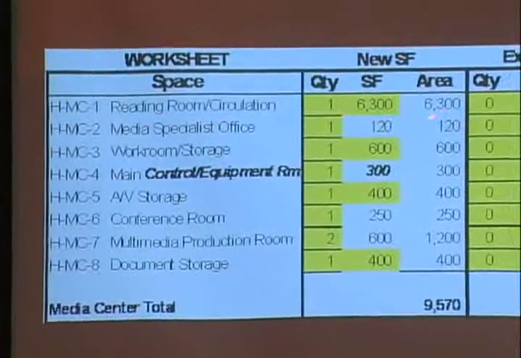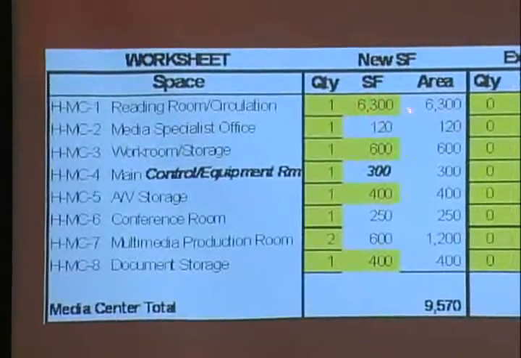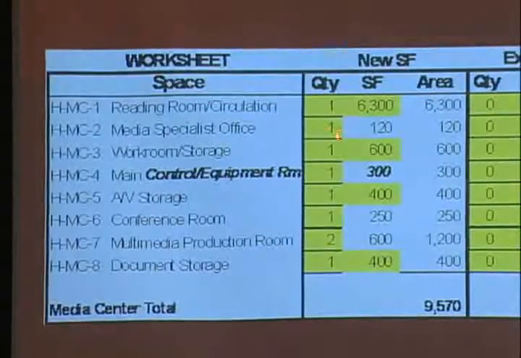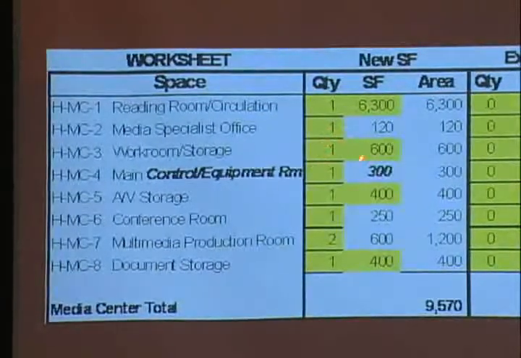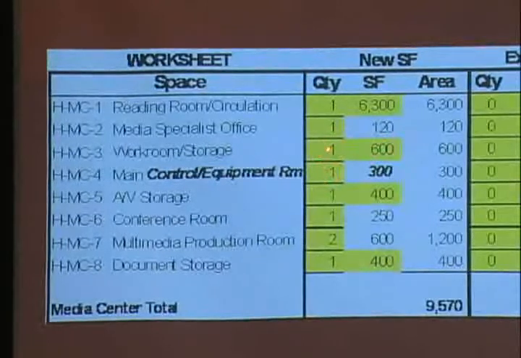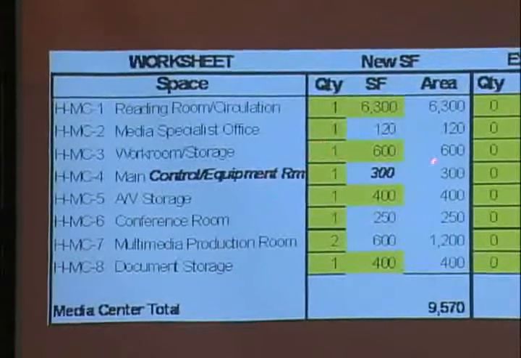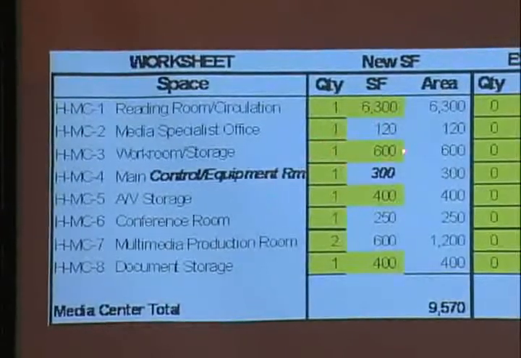Put into the circulation space. Your media center circulation and reading room will be 6,300 square feet. You'll have a media specialist's office, workroom and storage, and one of the main things that they talked to me about the first time I visited your media center was, oh please, we need storage space. So they have 600 square feet of workroom and storage.